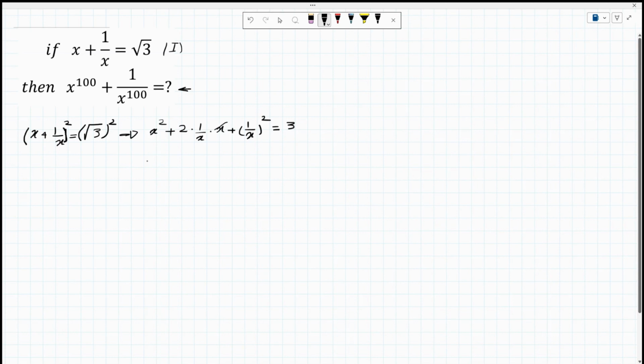So here these two cancel each other, and we're gonna have x2 plus 1 over x2. The 2 will go to the other side, so this will be equal to 1. So we have this equation here, and I'm gonna use this somewhere else.